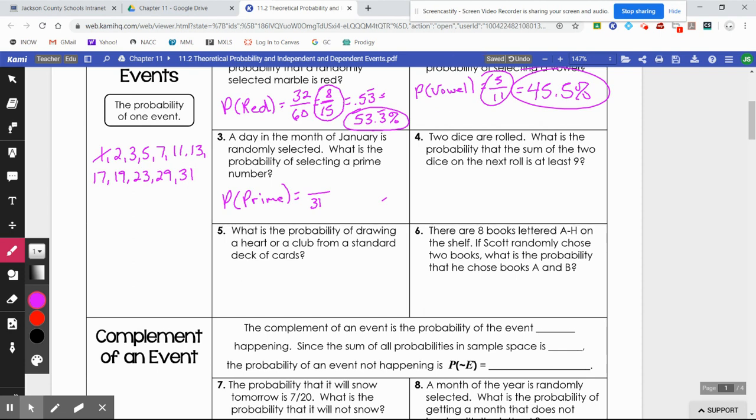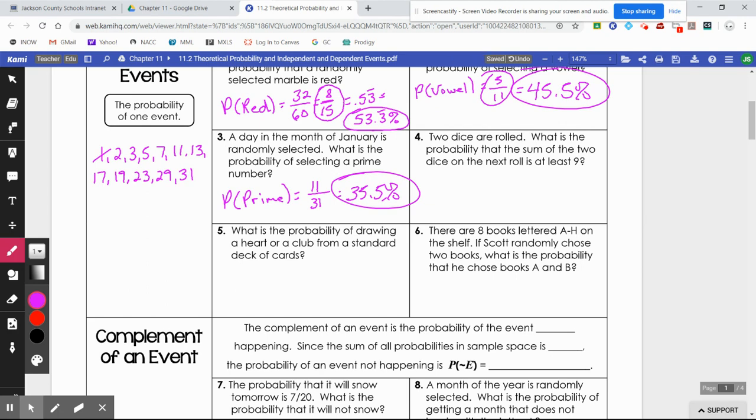If you don't remember, prime numbers have only two factors, 1 and itself. So 1, 2, 3, 4, 5, 6, 7, 8, 9, 10, 11 out of the 31 days are prime numbers. We type in 11 divided by 31. We get about a 35.5% chance of choosing a prime number.